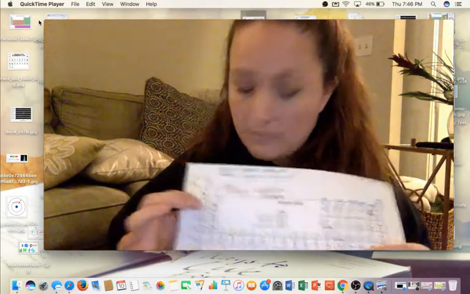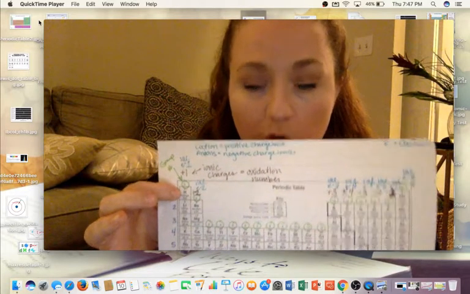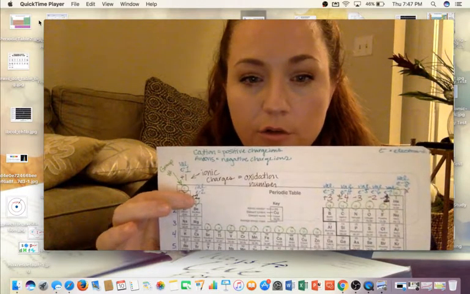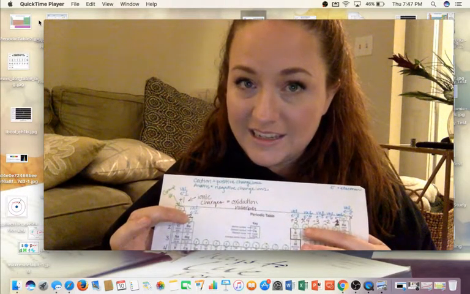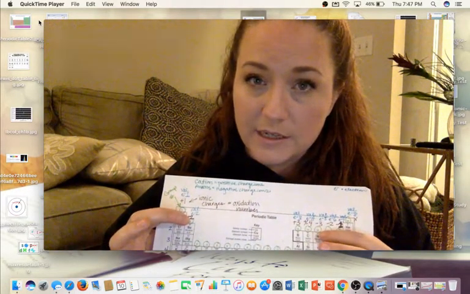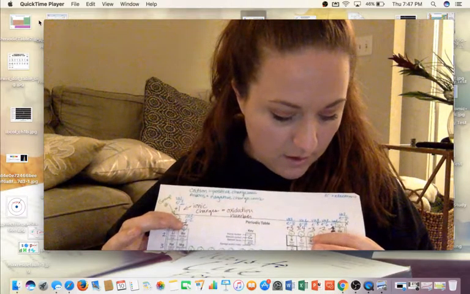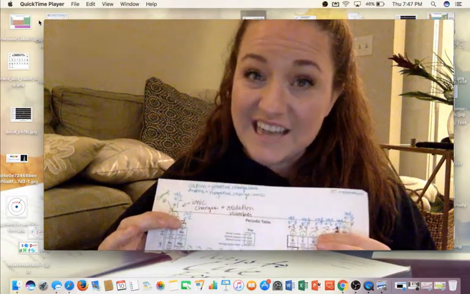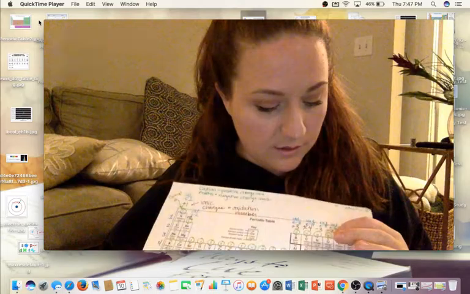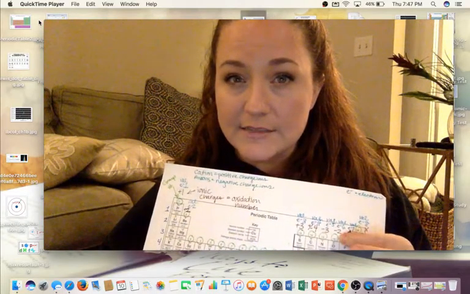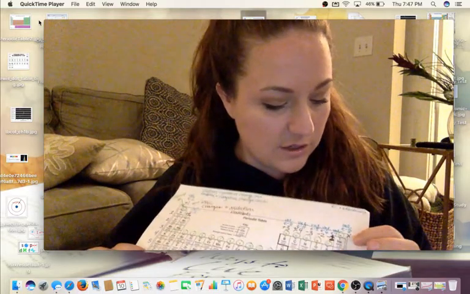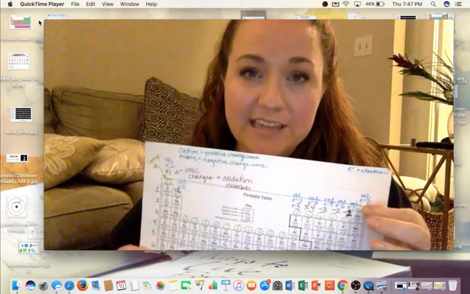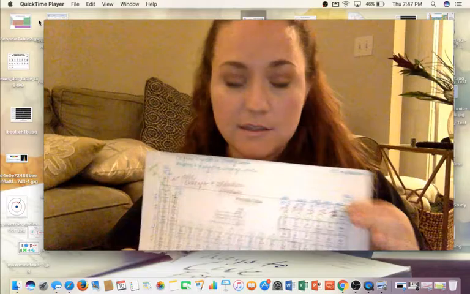So, real simple. Group 1 has 1 valence electron. Group 2 has 2 valence electrons. Then group 13 has 3. Group 14 has 4 valence electrons. Group 15 has 5 valence electrons. Group 16 has 6 valence electrons. Group 17 has 7 valence electrons. Group 18 has 8 valence electrons.